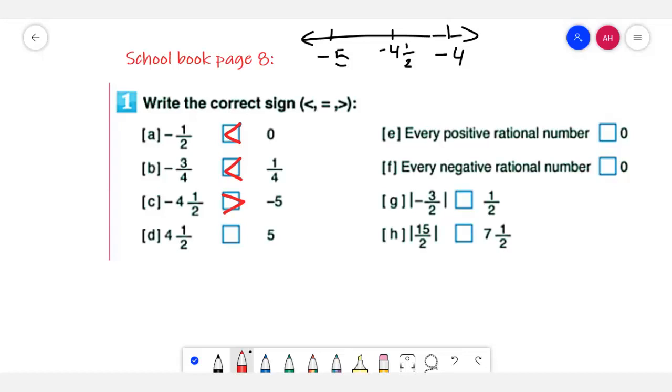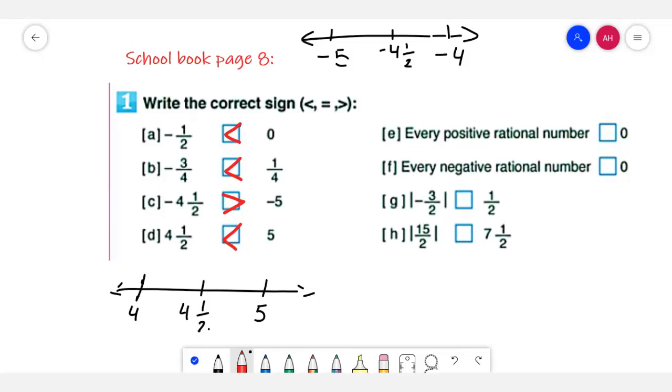Going now to number D, 4.5 and 5. Let's draw again the number line. If I have here the 4, and here is the 5, 4.5 is in between 4 and 5. So sure, 5 is greater than 4.5.